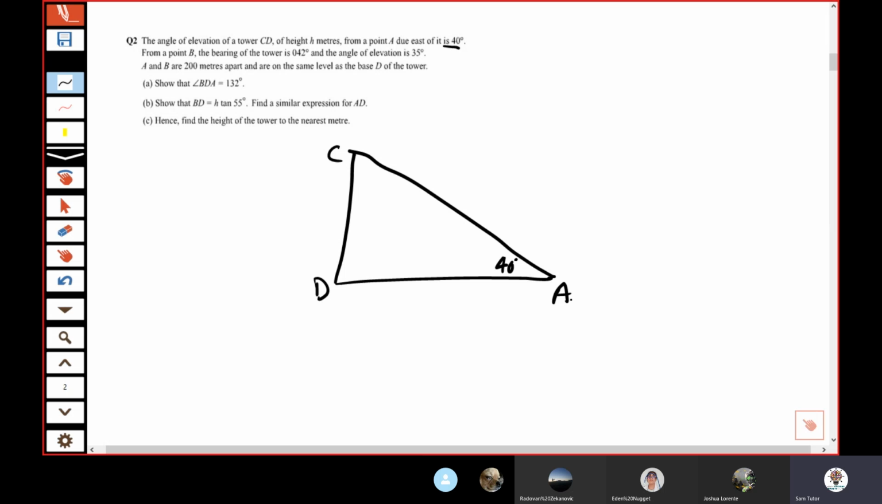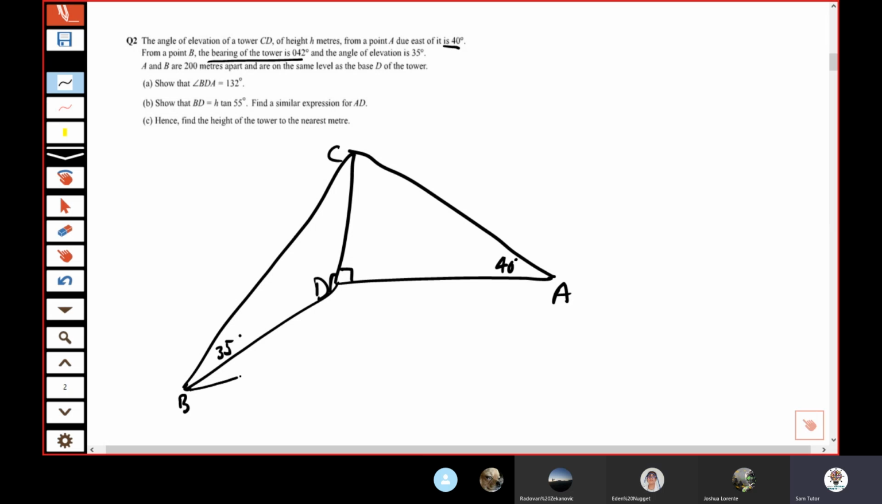Cool? And then what angle do you have here, for something that is on the ground and then the tower? 90 degrees, right? And then you're going to draw this one here. It says the bearing of the tower is 42 degrees, which we will get to. Don't let bearings confuse you, I'll get to that. But the angle of elevation is 35 degrees. There it is. Imagine I'm standing there, I'm looking at the top of the tower, and that elevation is 35 degrees from the ground. What would this angle be in here? Also 90 degrees, right? That can't change. That's the tower, that's the ground.